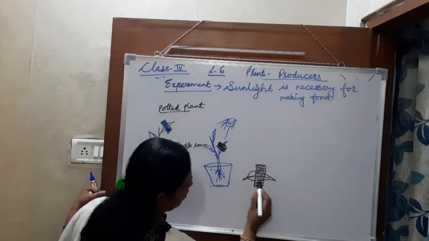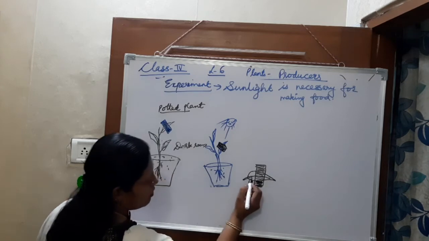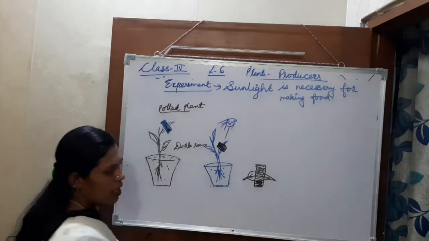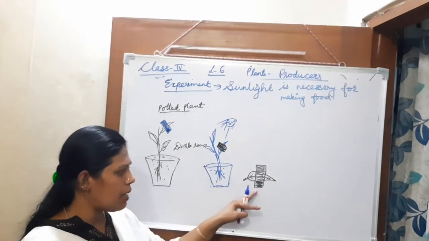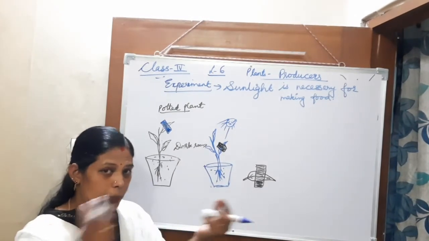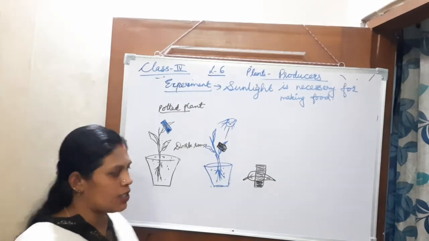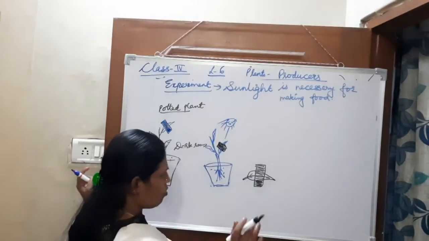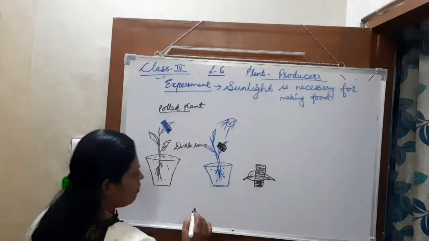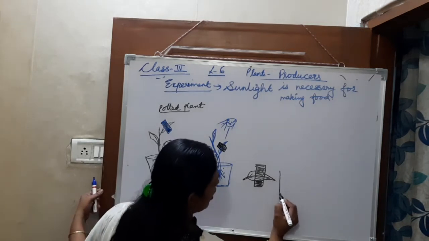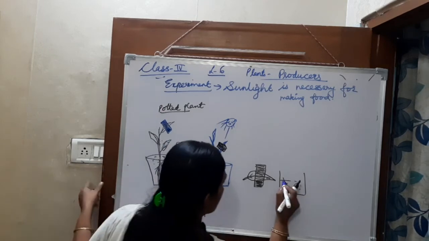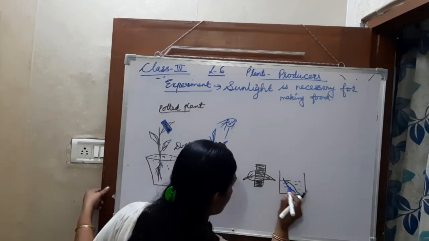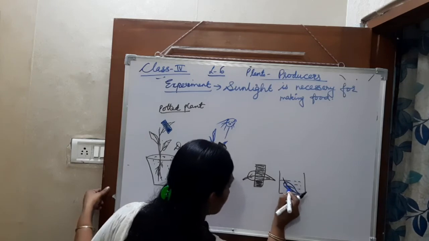So the remaining portion is visible. And then what do we have to do? Afterwards, this black cover also we have to remove. Then what do we have to do? We have to boil it in water. This leaf only, you have to boil in water.